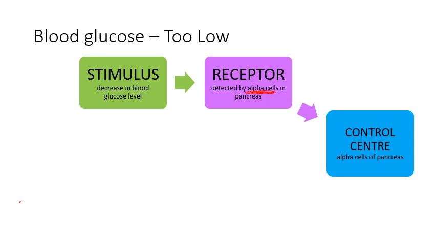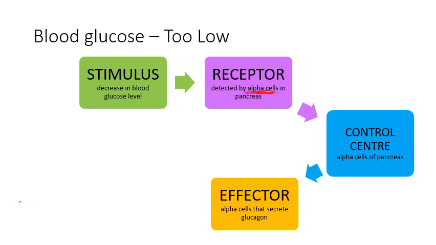Once the nucleus has received that message, it's then going to trigger our effector, and in this case it's those special cells within the pancreas, the alpha cells, and they are going to secrete or produce a hormone, and that hormone in this example is glucagon. Okay, so remember, glucagon was the hormone that interacts, so once it's produced by the pancreas, that hormone glucagon is going to go and interact with the liver and cause the liver to break down and release those stored glucose molecules.